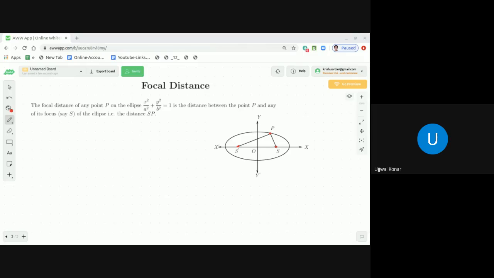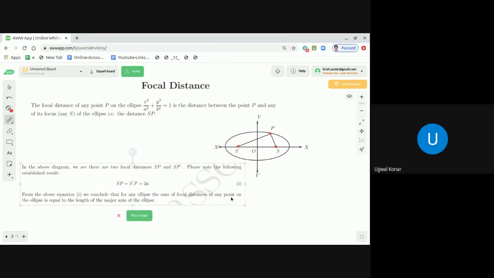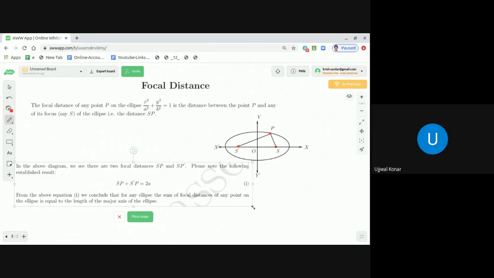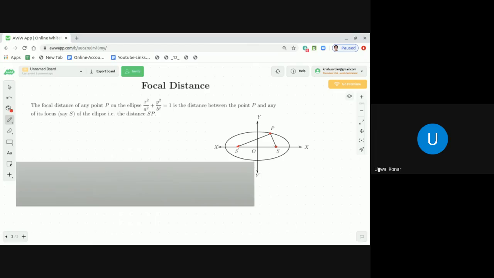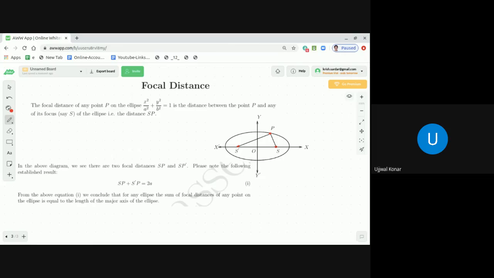I'm going to show you, and this is a very important observation, dear students. If you go through the statement in this diagram, there are 2 focal distances. One is SP and another one is S dash P. Please note the following established result: SP plus S dash P is equal to 2A. So this we have given as equation 1.